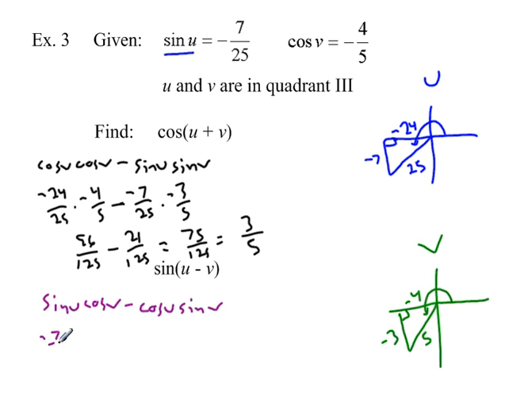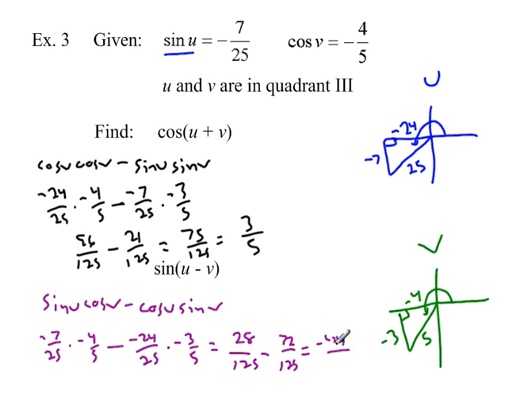So that's going to be negative 7/25 times negative 4/5 minus negative 24/25 times negative 3/5. And again, those values all come from these two sketches. So that's going to be equal to 28 over 125 minus 72 over 125, which is equal to negative 44 over 125. And I don't think we can simplify that at all, so I think that's our final answer there.